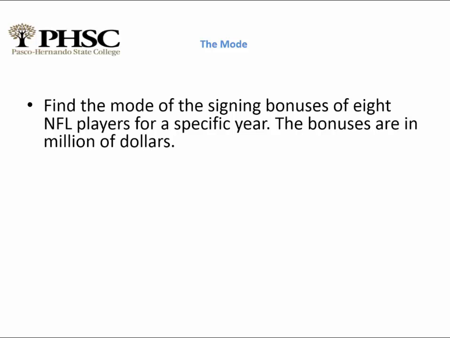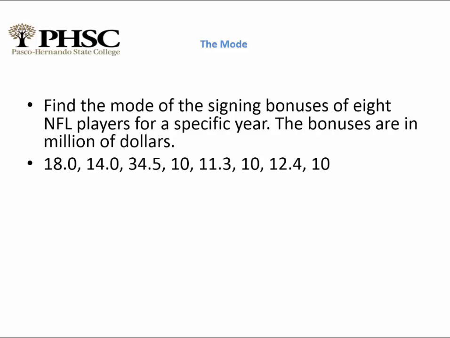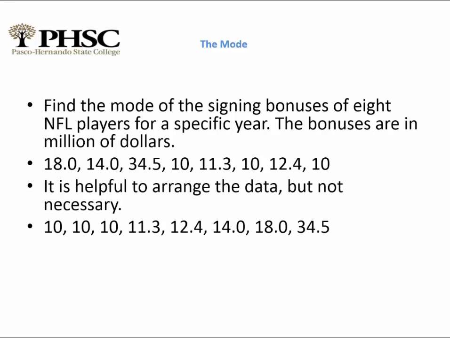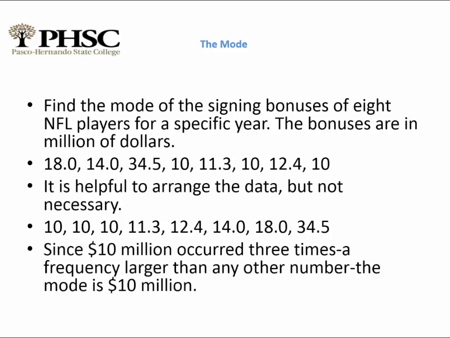Here we have signing bonuses of 8 NFL players for a specific year. The bonuses are in millions of dollars. So here's the raw data. The first thing we're going to do, and you don't have to do this, but it makes it a little easier, is to arrange the data in either ascending or descending order. By doing that, it stands out that 10 million is the mode. Since 10 occurs the most, the mode for this particular data set is 10 million.